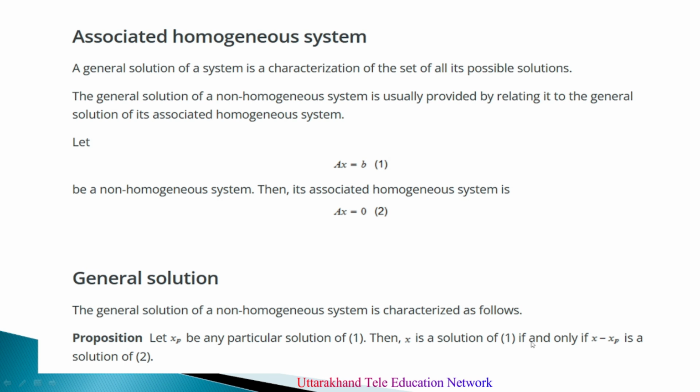Then x is a solution of 1 if and only if x minus xp is a solution of 2. So from here the nature of the general solution gets derived: x minus xp is a solution of 2. So how to find the general solution of 1? We have to find the solution of 2. First the particular solution of 1, then the solution of 2, and then add them both to find the solution of 1, which is non-homogeneous. This is the part which is making it non-homogeneous.